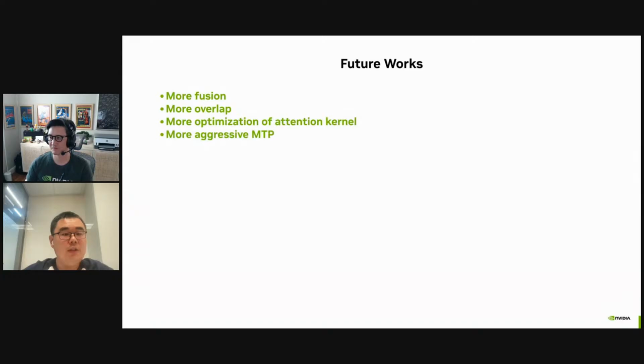I think the next chapter is about our future works. I think we have got good performance, but it's still far from the boundary. The optimization work is still on the way, such as we can do more fusions, we can do more overlap, we can do more optimizations of the attention kernel, and finally, we can introduce more aggressive MTP. This is about our future works.